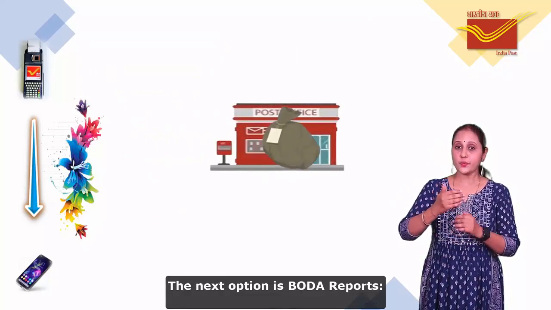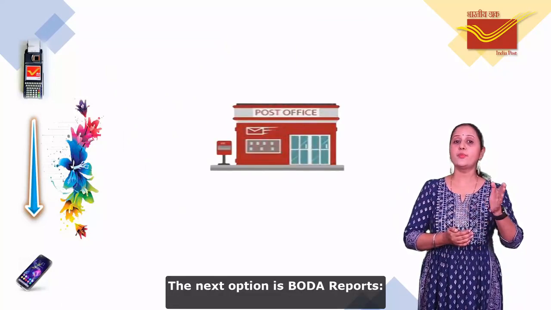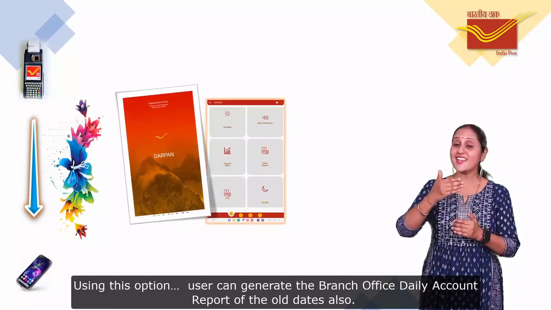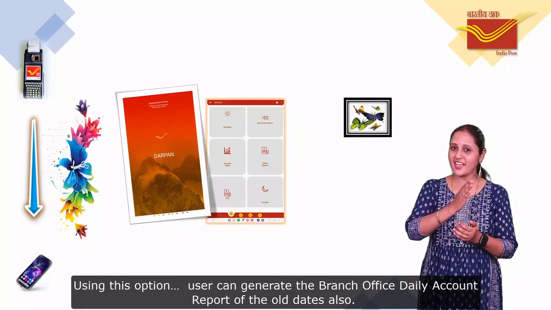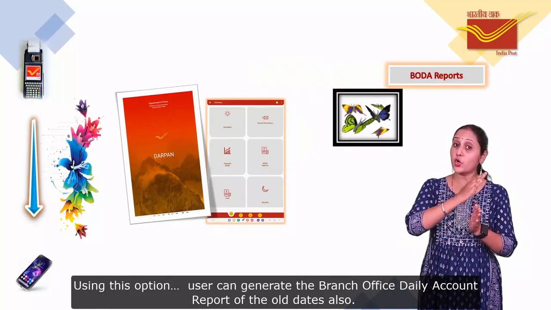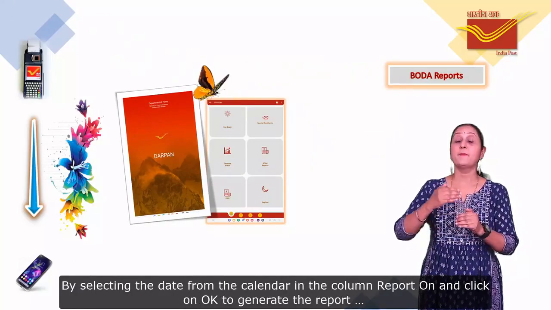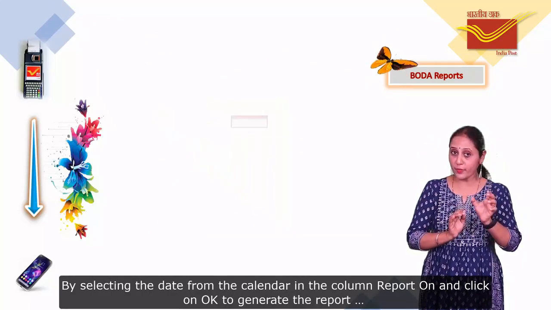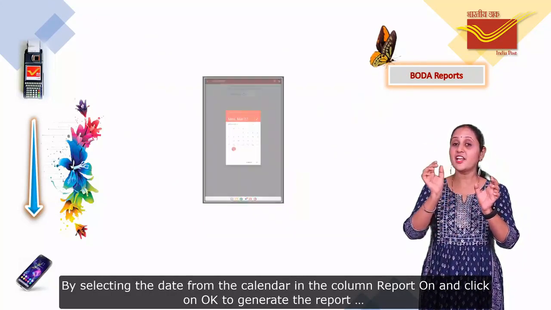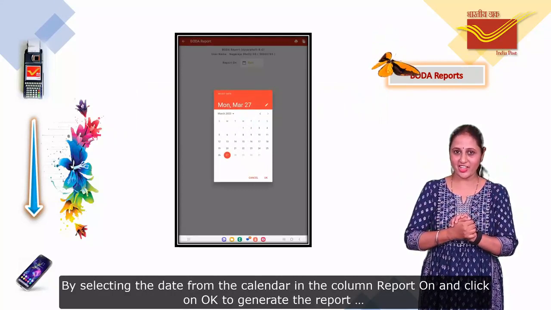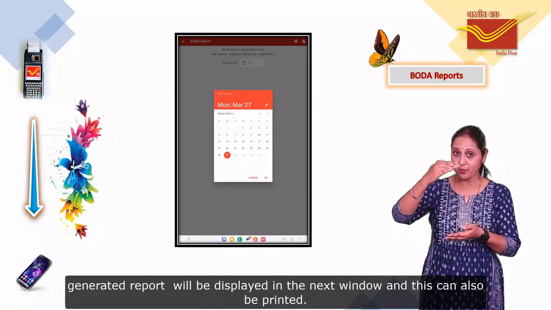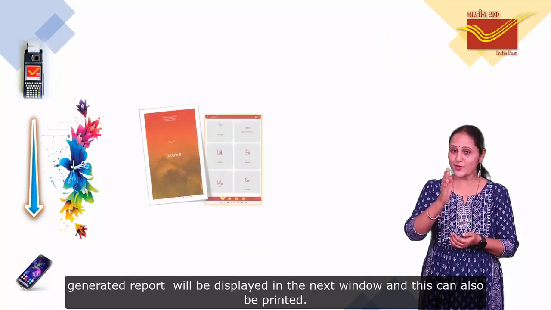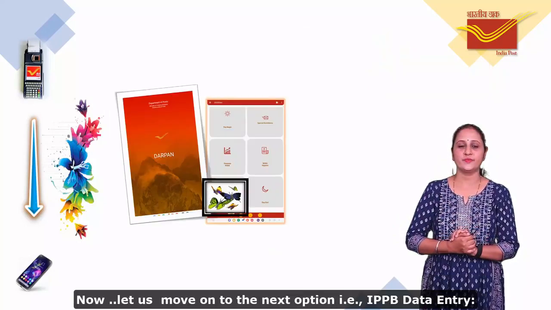The next option is BODA reports. Using this option, the user can generate the branch office daily account report of old dates also by selecting the date from the calendar in the column report and clicking on OK to generate the report. The generated report will be displayed in the next window and this can also be printed.